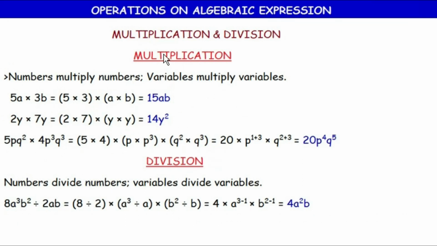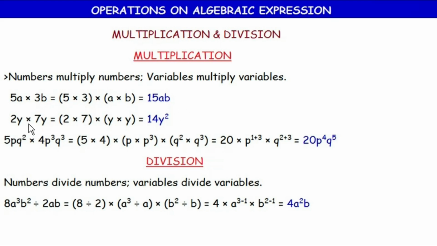Okay, so let's now look at multiplication and division of algebraic expressions. So under multiplication, we simply multiply the numbers and then we multiply the variables. That's all. Right, so what is 5a times 3b? So we are just going to multiply the numbers, right? So what is 5 by 3? It is 15, right? And then you multiply the variables. So what is a times b? It is ab. So the answer for 5a times 3b is what? Is 15ab. As simple as that.